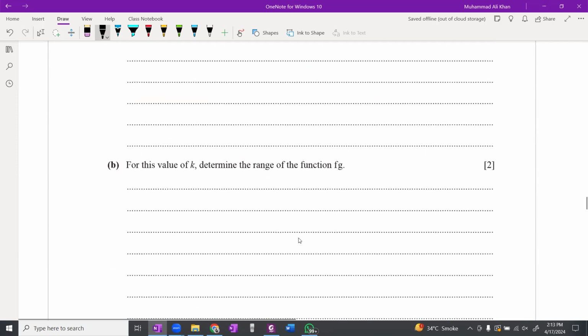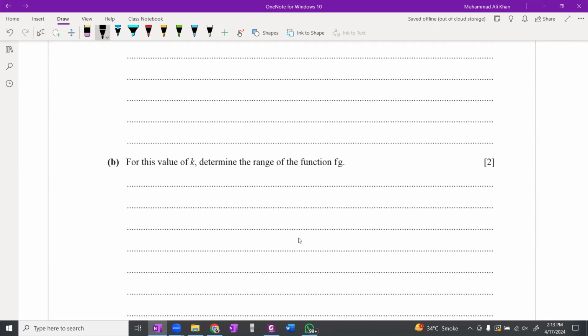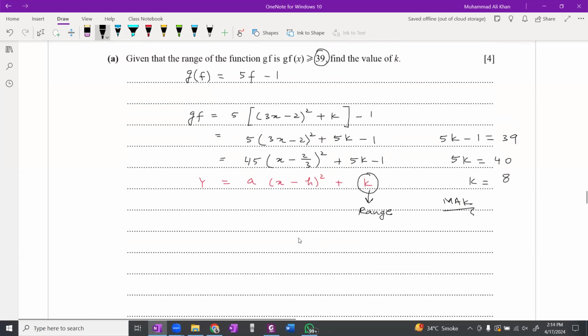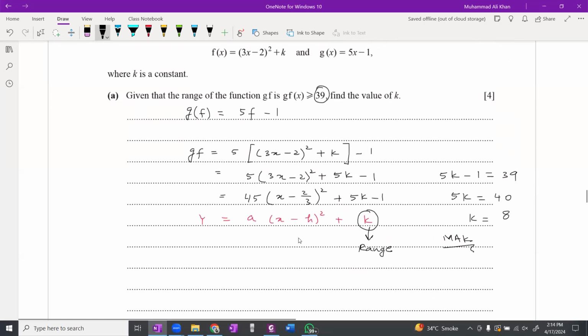Now, in part B, for this value of k, determine the range of the function fg. So, according to this, first we have to find the function fg. How can we calculate the function fg? In the function f, replace x by g. So, it will be (3g minus 2) whole square plus 8, because for this value of k.